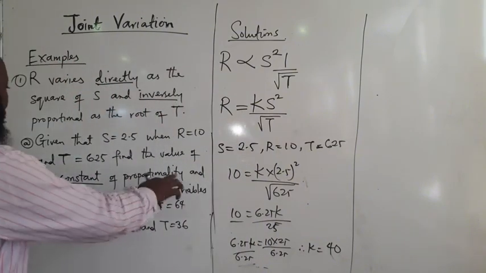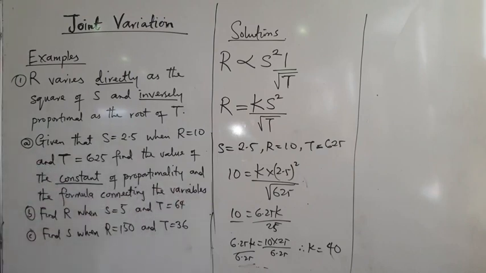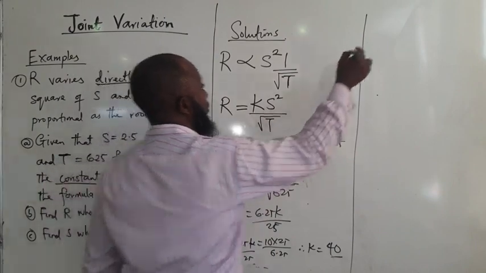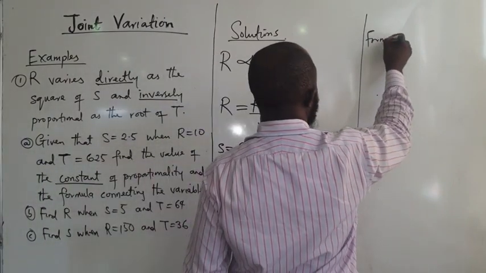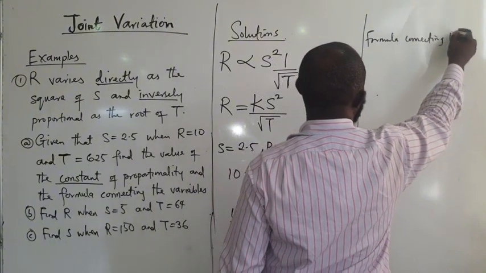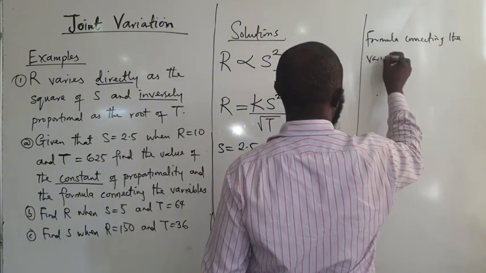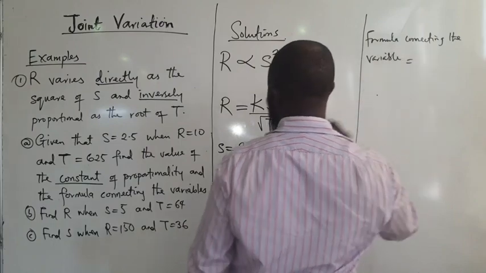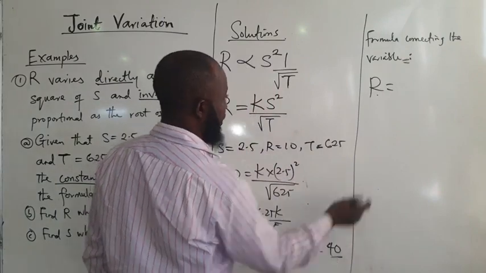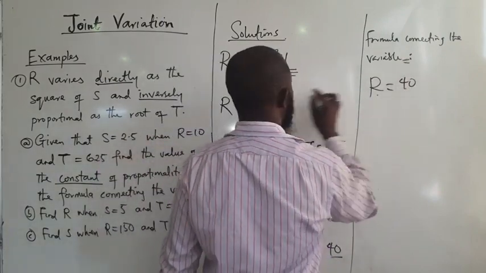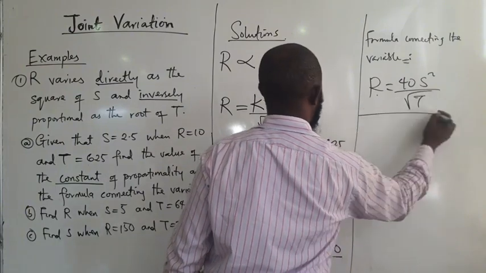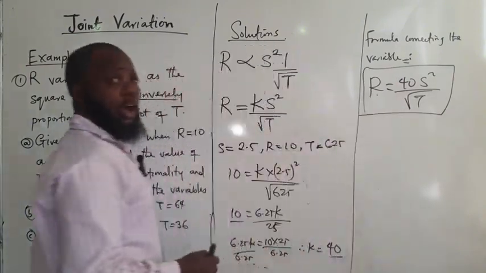The next thing is to write out the formula connecting the variables. So now we put the value of the constant in this equation. We have R equals K, which is 40, times S squared divided by square root of T. So this is the formula connecting the variables. I hope this is very clear.